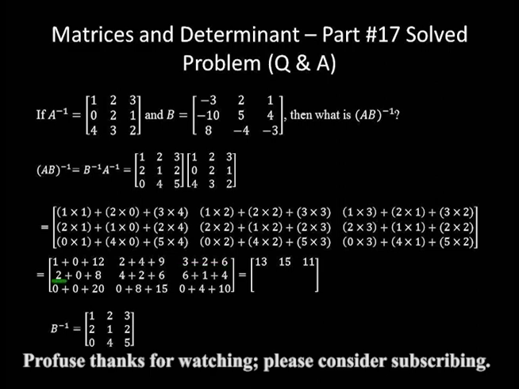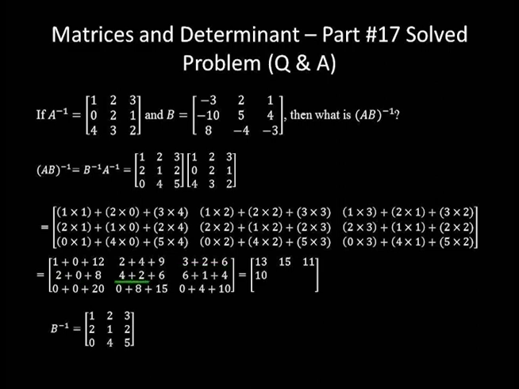2 plus 0 plus 8 gives us 10. 4 plus 2 plus 6 gives us 12. 6 plus 1 plus 4 gives us 11. 0 plus 0 plus 20 gives us 20. 0 plus 8 plus 15 gives us 23. 0 plus 4 plus 10 gives us 14. Therefore, A times B, the whole inverse, equal to this 3 by 3 matrix.